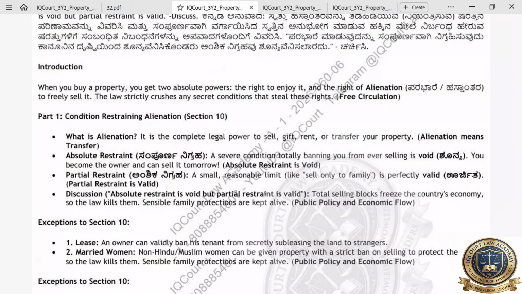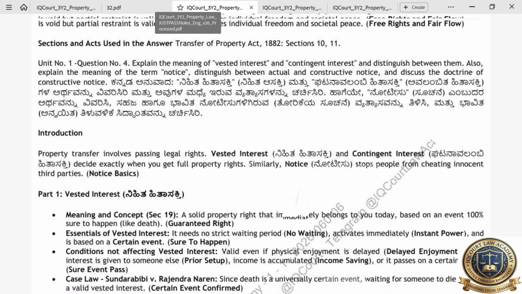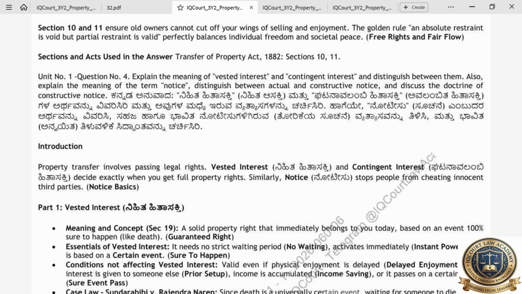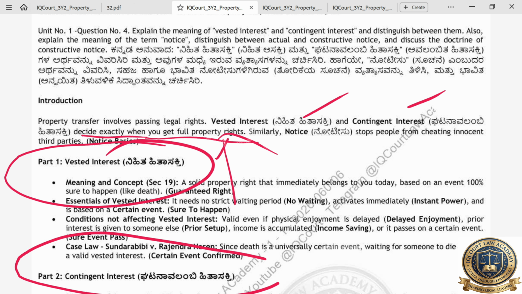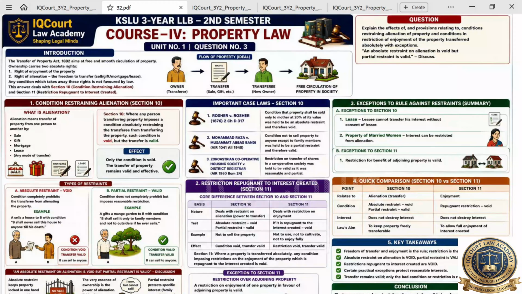We'll go to the fourth question: explain the meaning of vested interest and contingent interest. In one, the interest will go immediately. In the other, it will go after a specific event. It is about the passing of legal rights. It decides exactly when you get full property rights. In this, you will get the property rights immediately. In this, you will get them after the specific event. That's it, nothing else is there.